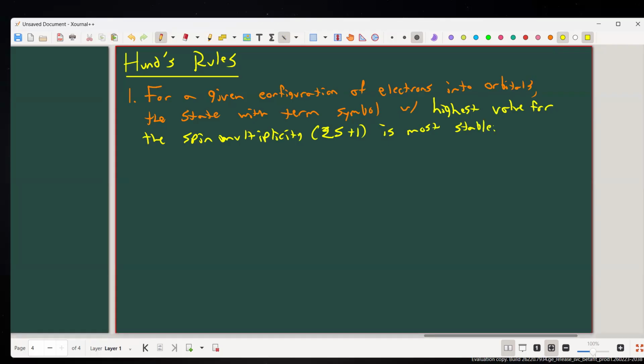So it says that if I have some electrons in some p orbitals, and I have a choice of whether I pair them or unpair them, what this is saying is that I want to always unpair as many as possible. I want to have the highest spin. So here's an example of that.